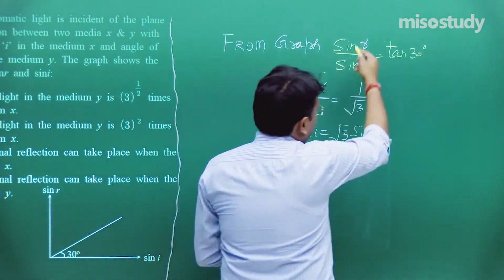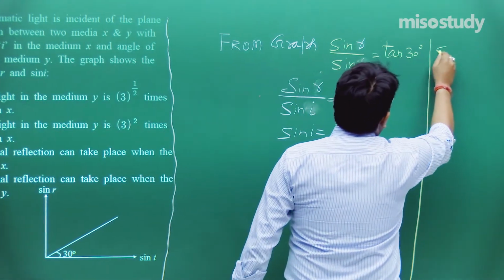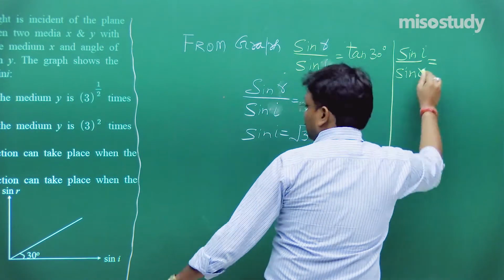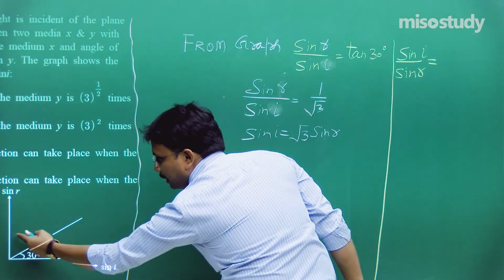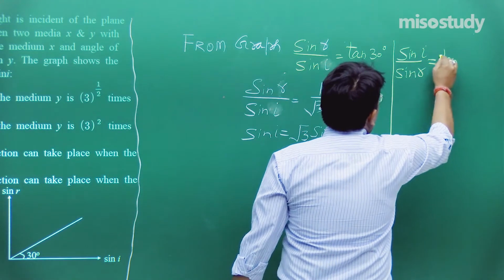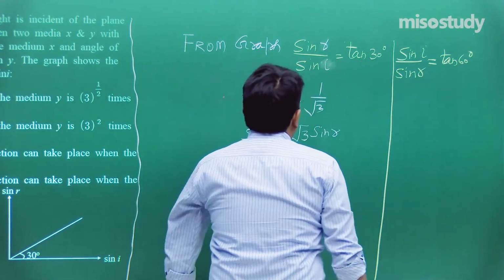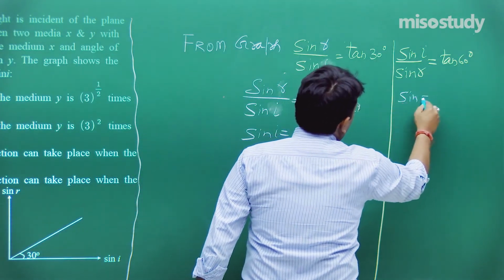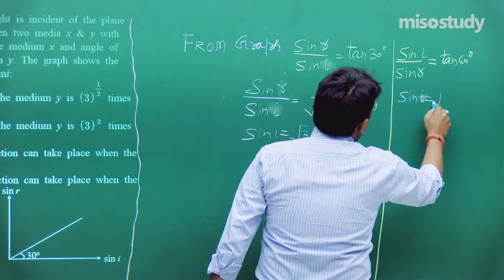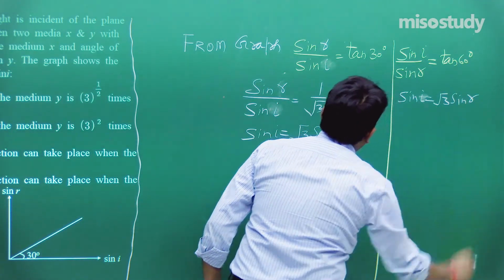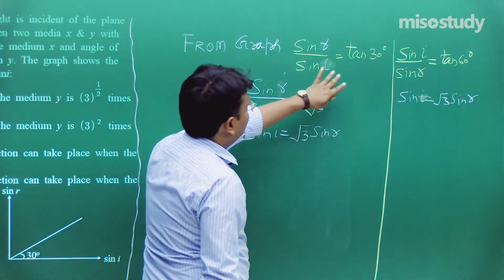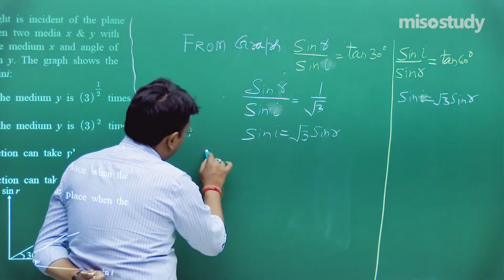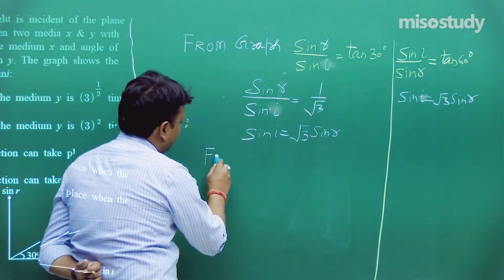Just let me show you that also, what I mentioned earlier. Earlier I mentioned sin I upon sin R, but in that case I have to take this angle, that is tan 60. So once again you get the same value, fine. That is, sin I is equal to root 3 sin R. So both ways same, no problem, fine. Whatever you want to do, you can use that method, either this way, the way it is represented, or this way, fine.